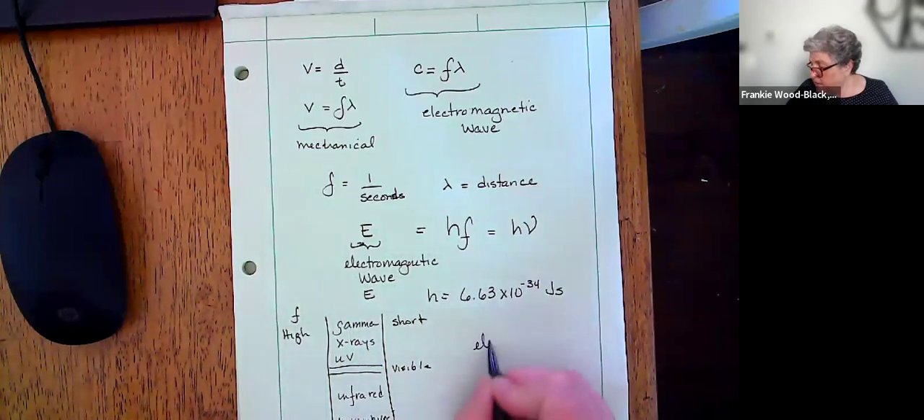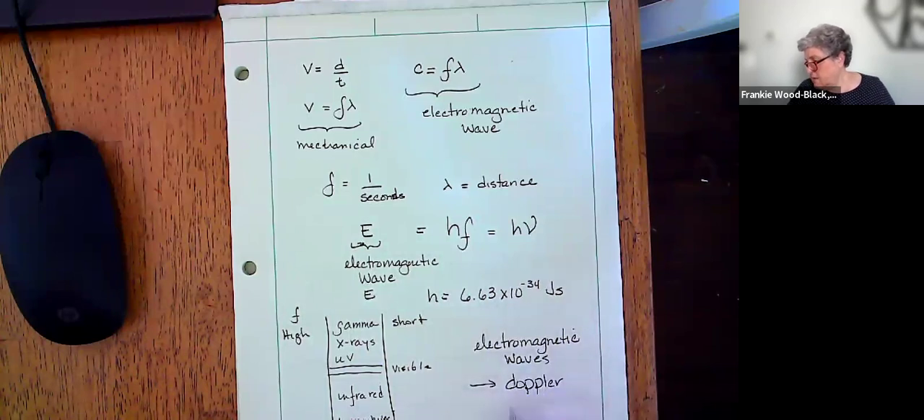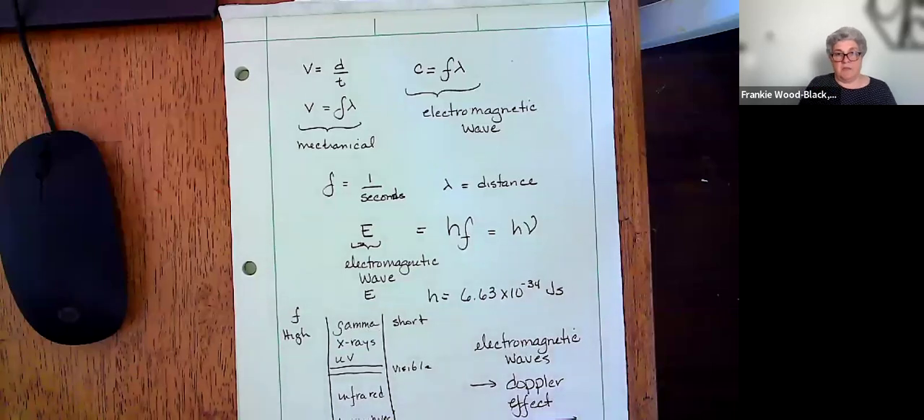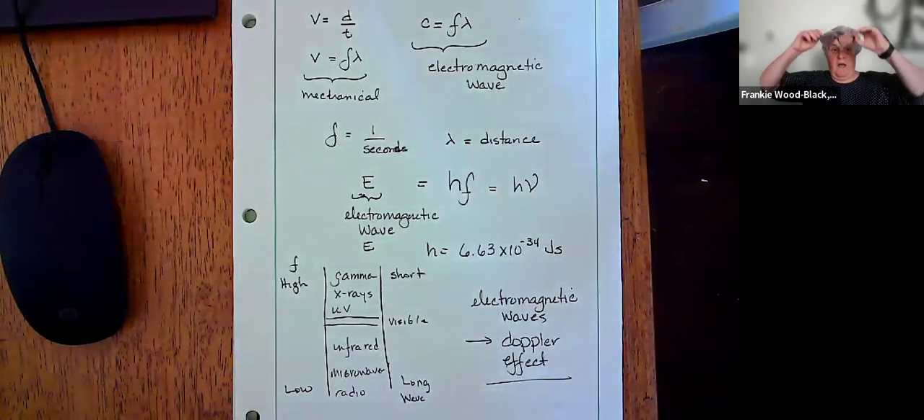And electromagnetic waves also have a Doppler effect. Okay, electromagnetic waves also have a Doppler effect. All right, questions?